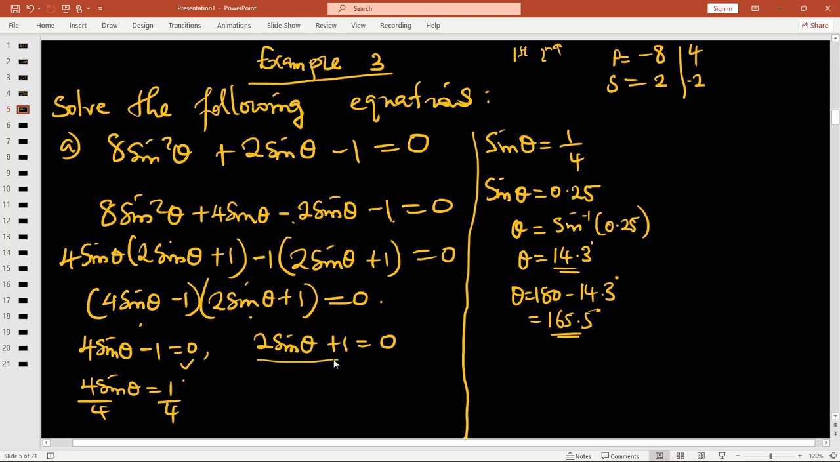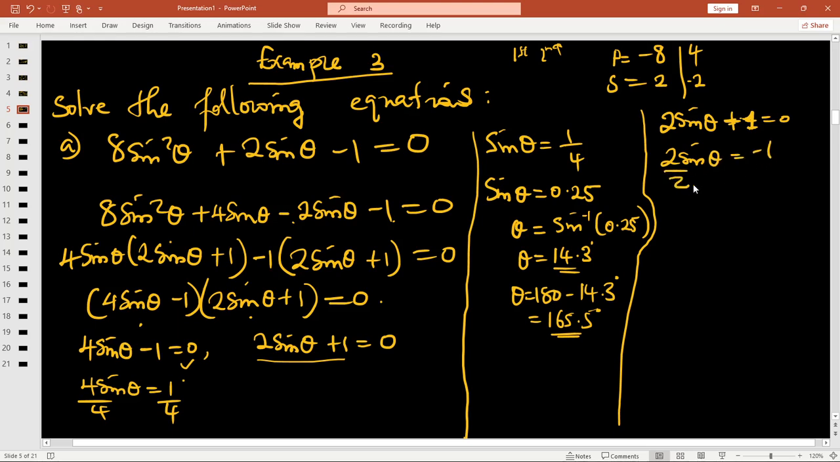Then let's go ahead and solve this other equation here. We have 2 sine theta plus 1 equal to 0. So we have now 2 sine theta is equal to negative 1. We divide by 2 on this side. Then we have sine theta is equal to negative 0.5 like this.